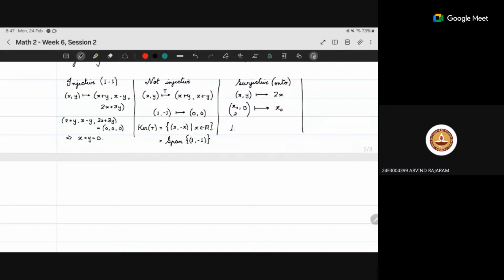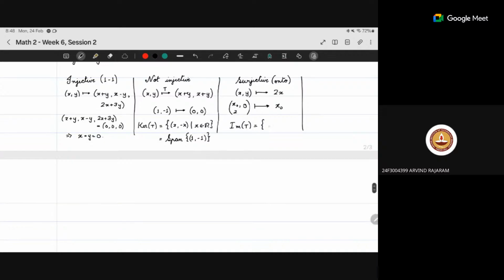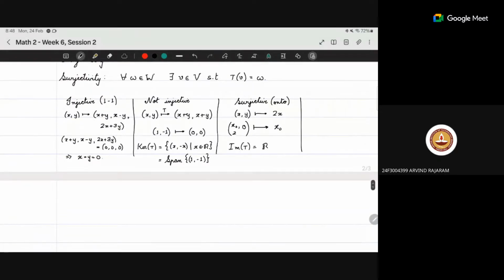So in this case, every time I'll just write T, assume that the transformation is going by T. So the image of T is something that you've already seen in Math 1. So what is image of T? Image of T is exactly R. Any real number can be realized as the image of something. So let's give an example of something that is not surjective.